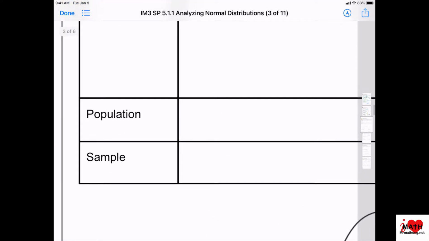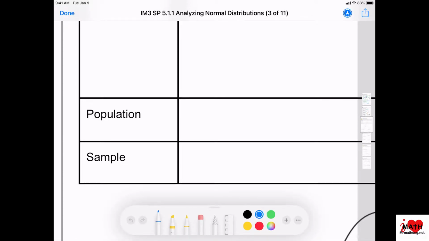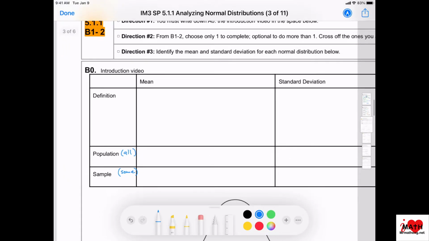We're going to talk about the population, and the population, I want you guys to think about it, is basically all. Think about you're watching a movie and all of that popcorn in that bag, it's all of it. Well, then you reach inside the popcorn bag and you grab a handful. I'll just call that some. That's some of all of the popcorn. That's part of all of it, or the whole. That's called a sample. Okay?